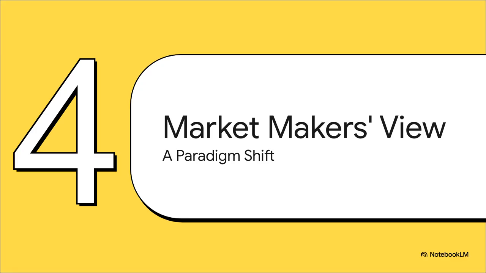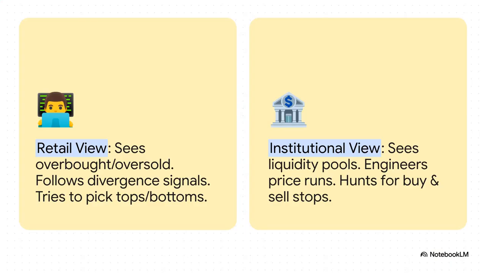It is a complete and total paradigm shift. This slide just lays it out so clearly. While retail traders are looking at their chart and seeing overbought or divergence, the big institutions are looking at the exact same chart and seeing giant pools of money, liquidity. While you're trying to pick a top, they are engineering a price run specifically to trigger that big cluster of buy stops, that's everyone's exit orders, that they know are sitting just above that recent high. See the difference? They aren't following signals, they are hunting orders.